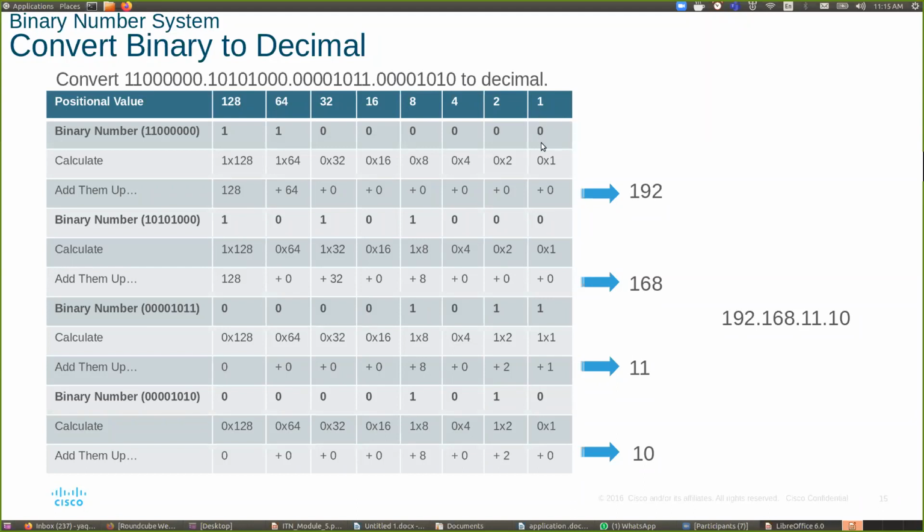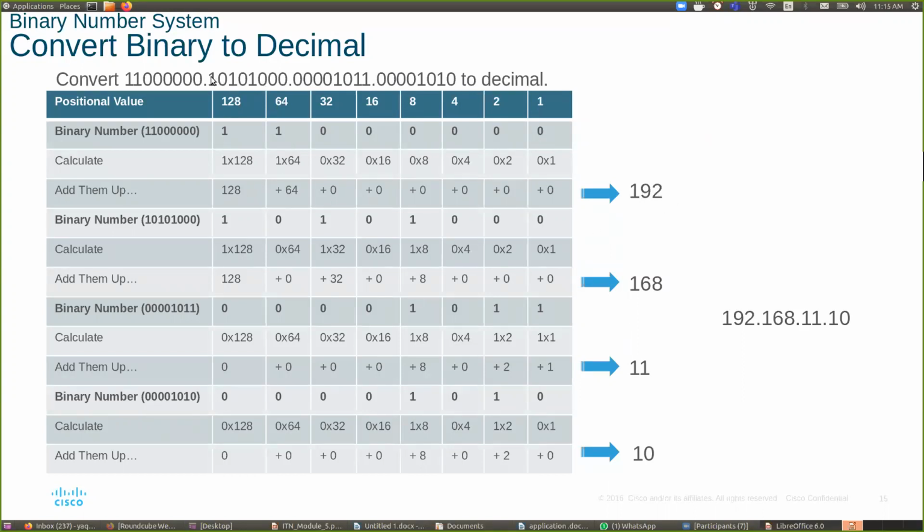If the binary digit is 0, you don't count the positional value. Just take 0 times 1, which gives you 0. 0 times 2 gives you 0. 0 times 4 gives you 0. But 1 times 64 is 64, and 1 times 128 is 128. So you are going to add up these values here. 128 plus 64 is going to give you 192.